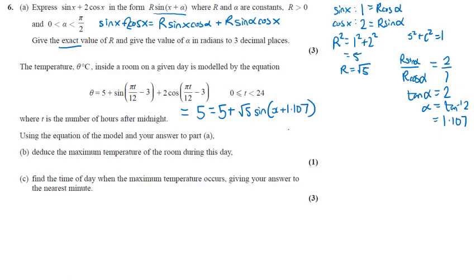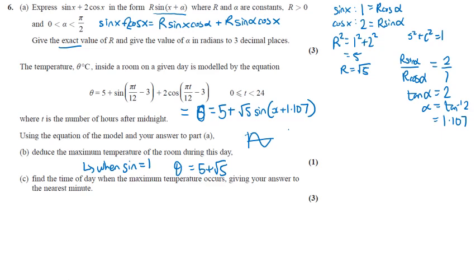So if we want to deduce the maximum temperature, well, the maximum of this function will be when the sine part is equal to 1. Remember, sine has a maximum value of 1. So when the sine part is equal to 1, theta is just equal to 5 plus root 5. So that's the maximum temperature.